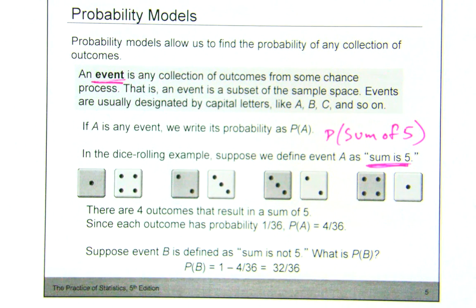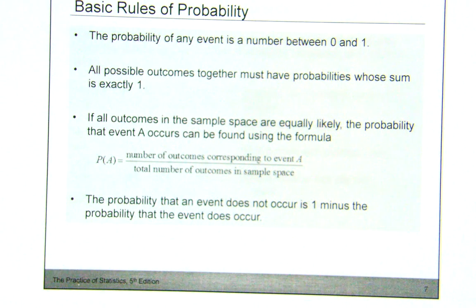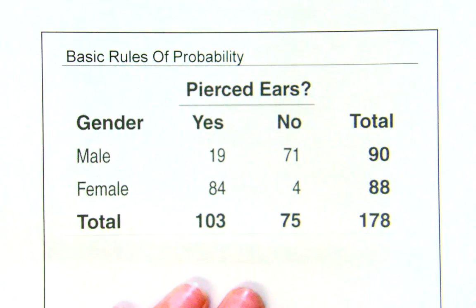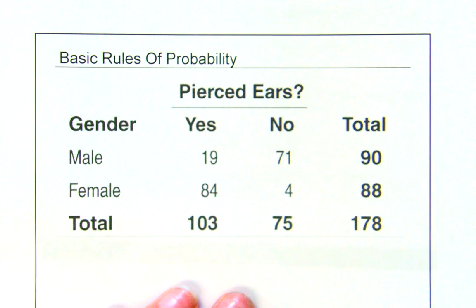Okay, next are the basic rules of probability, and this would make more sense. The next two slides have a bunch of words on them, so I am going to use the pierced ears example from your book.